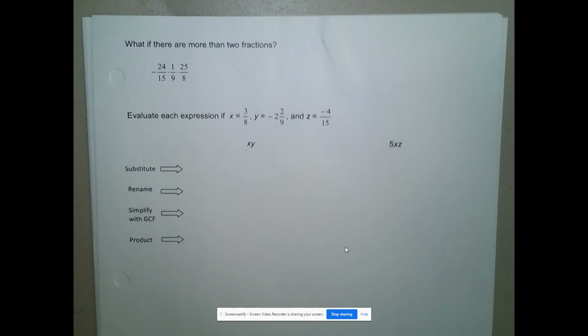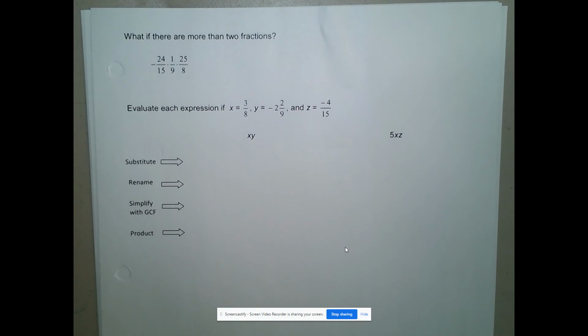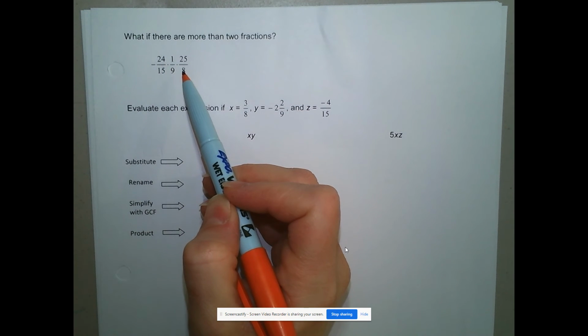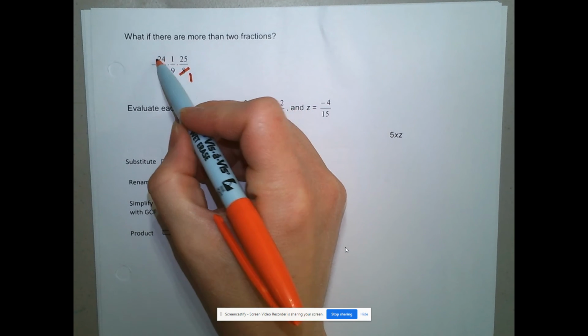What if there are more than 2 fractions? So for this example, we have 3 fractions, and you can do the exact same system. You can pick any one number from the numerator to partner with one number from the denominator if they have something in common. And I noticed that the 24 and the 8 are both divisible by 8. So 8 divided by 8 is 1, and 24 divided by 8 is 3.